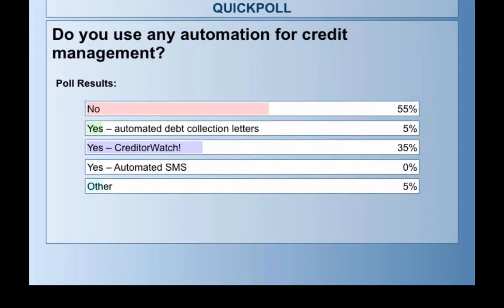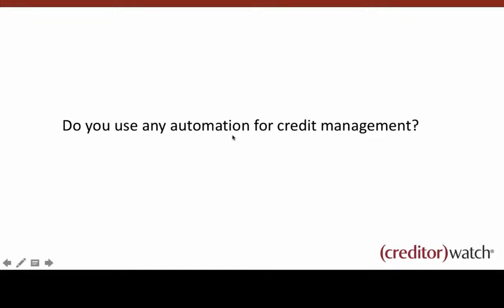Okay, so 55% of you are not using any sort of automation for credit management. A few of you are using the automated debt collection letters, which is probably a combination of third-party software and Xero or MYOB automated collection. CreditorWatch, great to see 35% of you. Automated SMSs, it's something that has been around for a while. It's not utilized by a lot of people, but it is quite powerful given the fact that we're always on our mobile phones nowadays. It's a good way to engage with people straight away. So thank you for that. And if you're using anything else, obviously jump into that questions section.